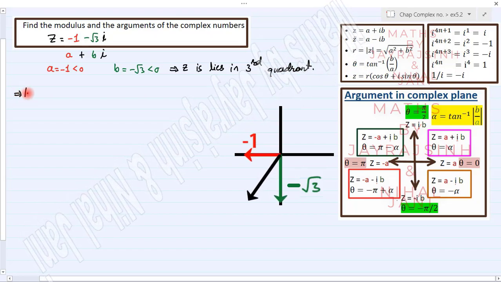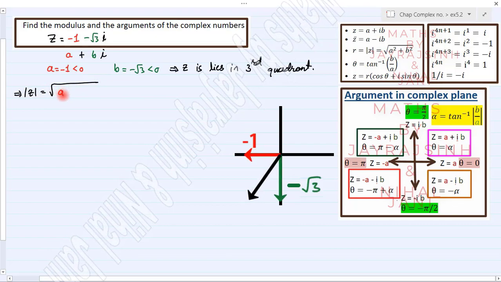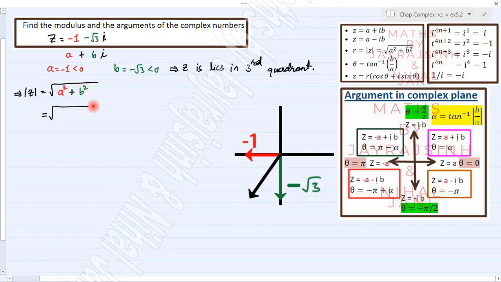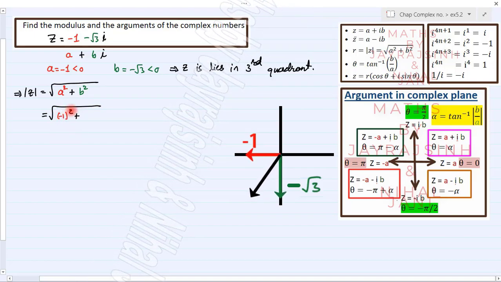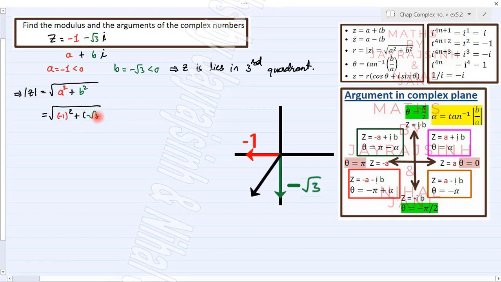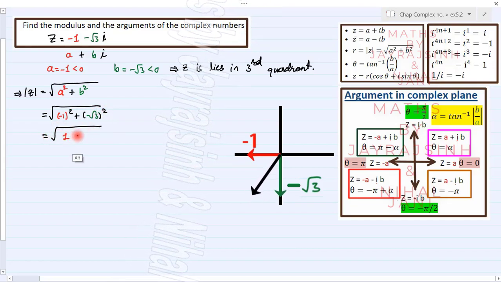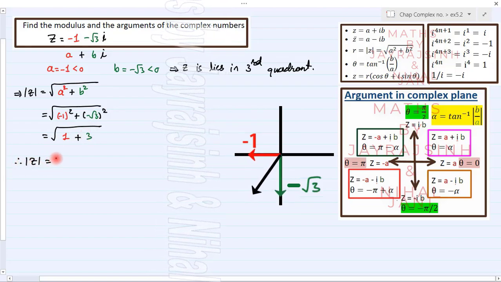So the modulus of complex number is given by under root of a square plus b square. So here we'll get under root of minus 1 square plus minus root 3 square. So here we'll get under root of 1 plus 3, which will give us modulus is equal to 2.